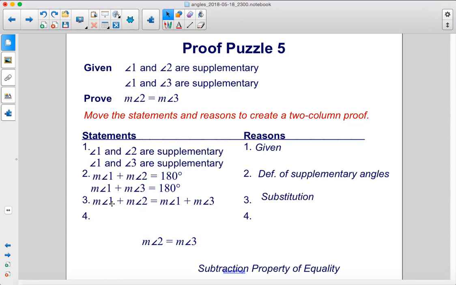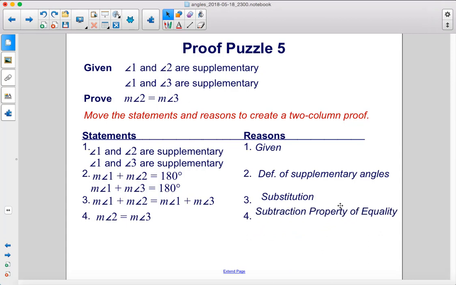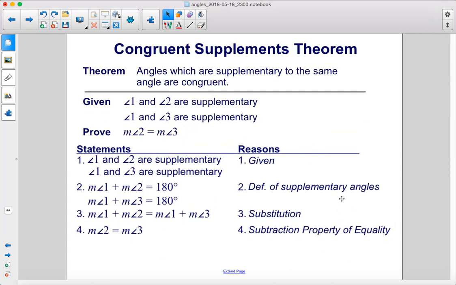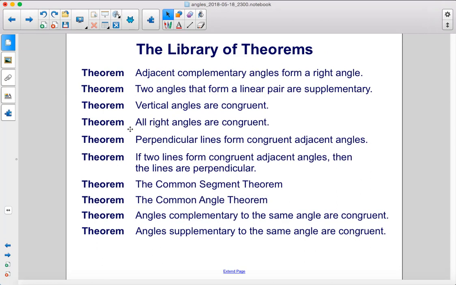And then we can subtract the measurement of angle 1 from both sides, and we are left with the measurement of angle 2 equals the measurement of angle 3, and that is because of subtraction. Here is the full proof from the previous slide that shows the congruent supplements theorem. Here is our current library of theorems.